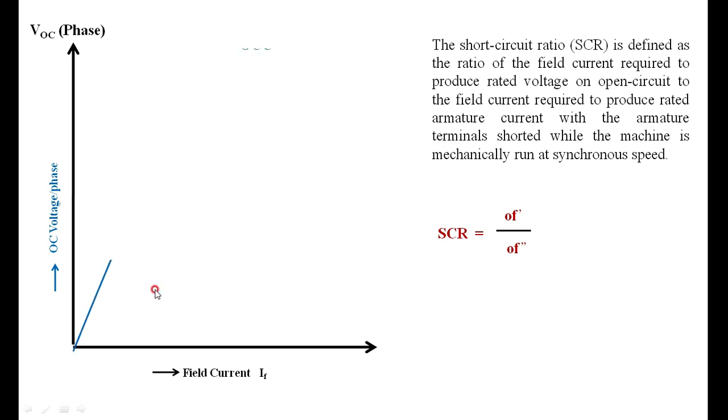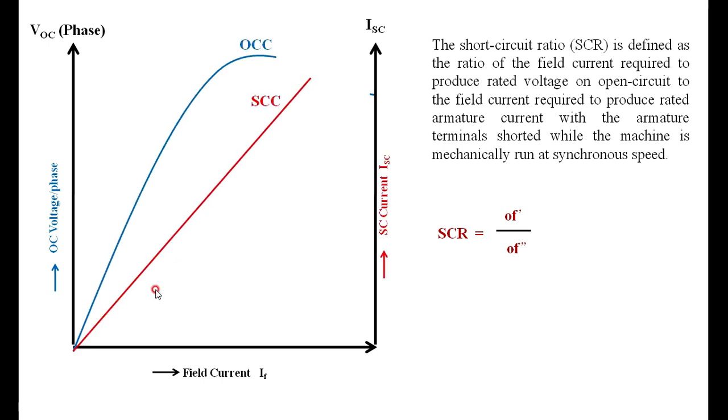Then one more parameter we are defining here is the short circuit ratio. What do we mean by the short circuit ratio? I have the open circuit characteristics as well as the short circuit characteristics. The short circuit ratio is defined as the ratio of the field current required to generate the rated voltage under open circuit condition to the field current required to circulate the rated current under short circuit condition.